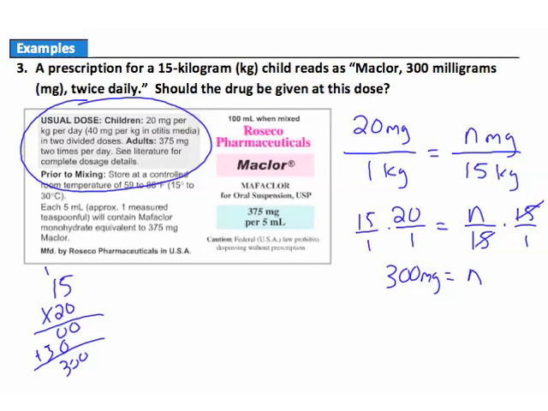In the prescription we had a 15 kilogram child getting 300 milligrams twice daily, which means they're getting that 300 milligrams twice in one day. That is twice the amount of medication they're supposed to get. They're supposed to get 300 milligrams maximum in one day. So this prescription right here is not safe, and it should not be administered to this child.